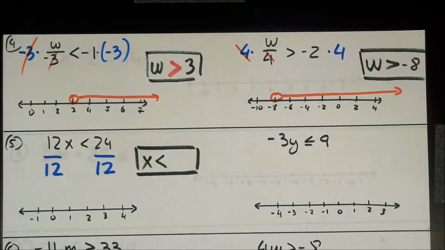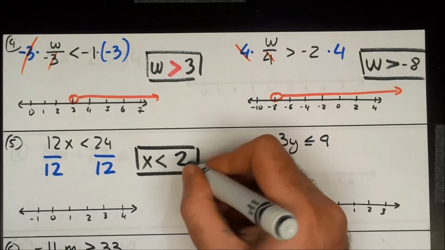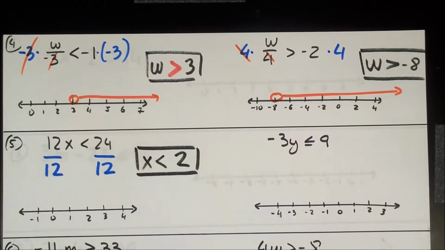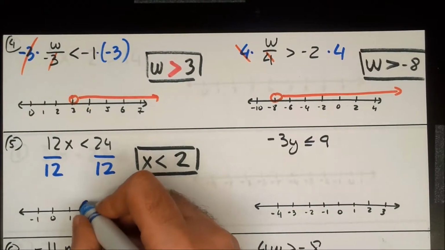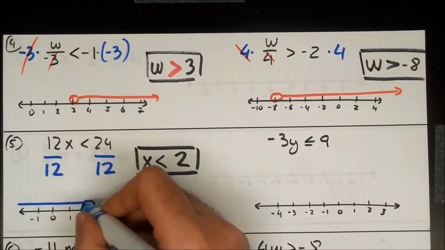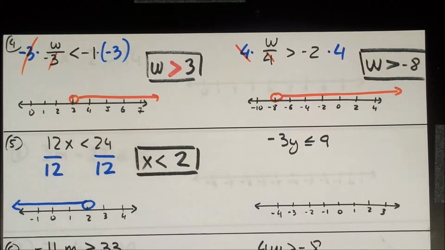And 24 divided by 12 is 2. Open circle, and heading in the left direction. So, open circle, heads left. That was the first part of 5. Let's take a look at the second half of 5.